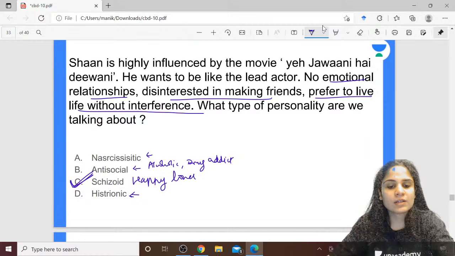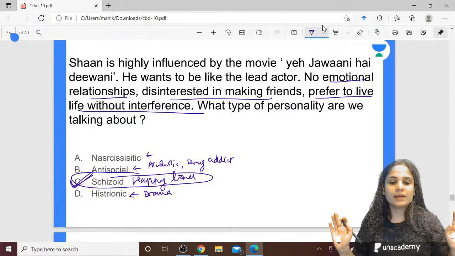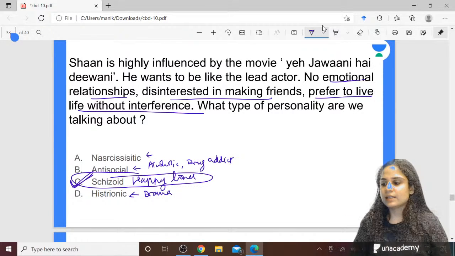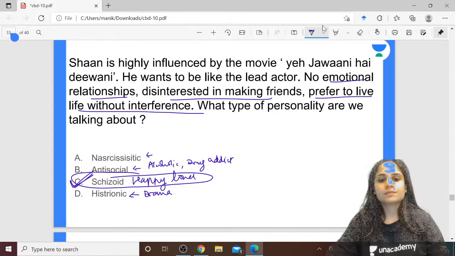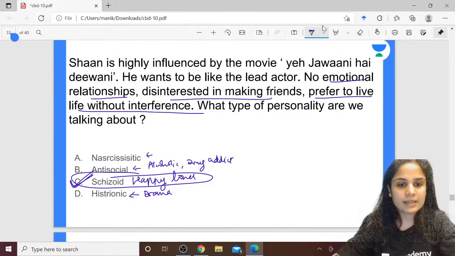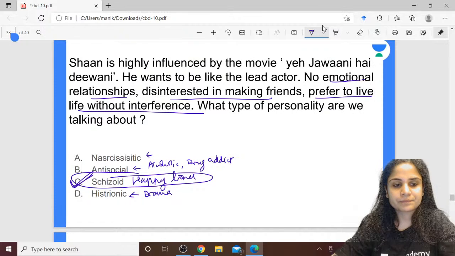Histrionic personality will try to make a drama everywhere. So that's how they will give it. Schizoid personality, he is happy amongst himself. He is not at all bothered about others and he wants to live a lonely life. Okay, so that is your schizoid personality. So that is how you identify.